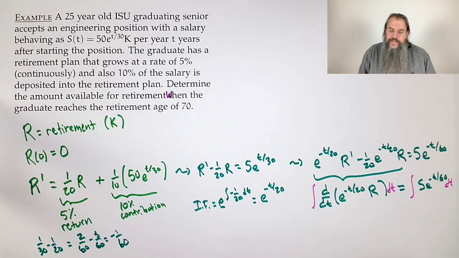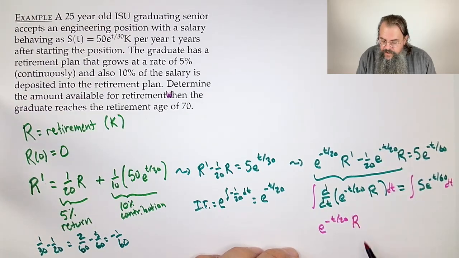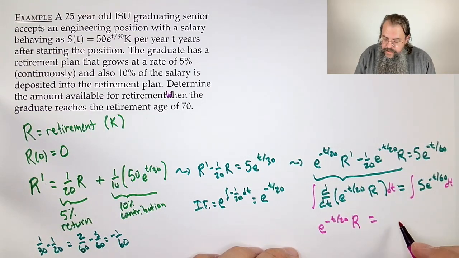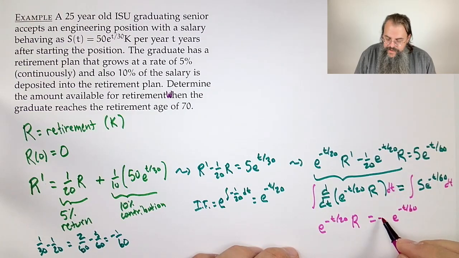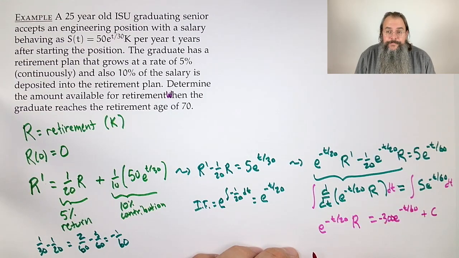All right, so what do we have? Well, okay, we get e to the minus t over 20 times r. On this side, well, what happens? We're going to get, again, e to the minus t over 60. But then we need to divide by negative 1 over 60, which is the same as multiplying by negative 60. So minus 300. Woof, that's a big number. Plus, of course, some constant c.